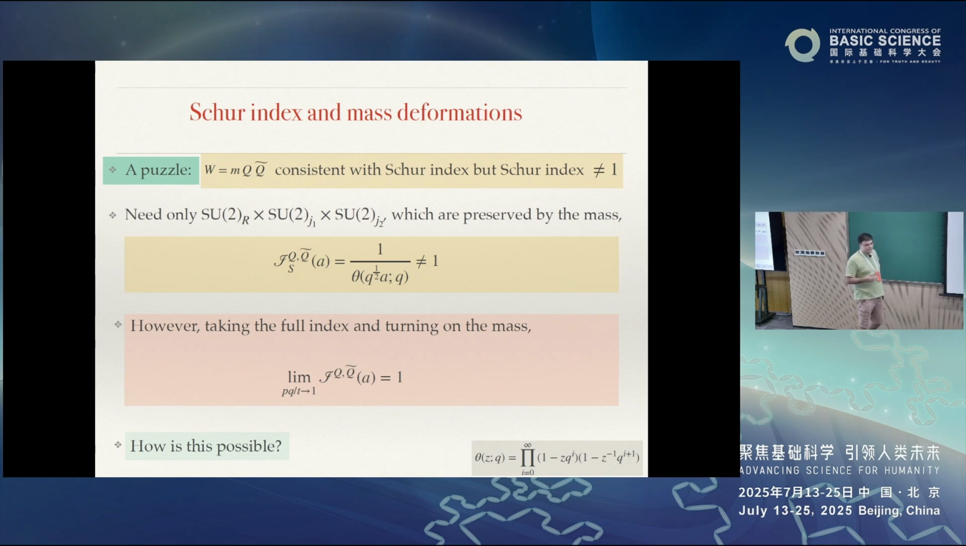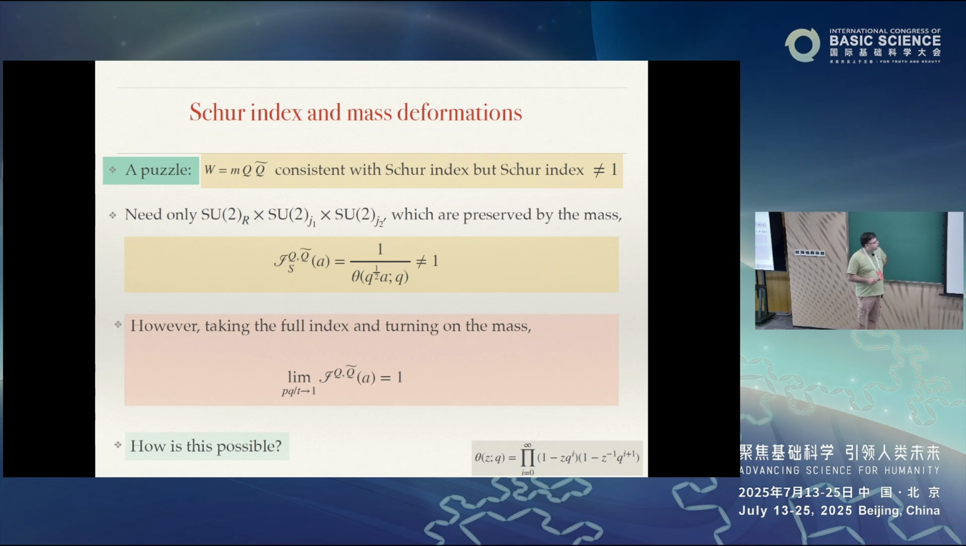As we said, to define the index you don't need U1R, you only need SU2R and SU2 J1, SU2 J2. So in particular, the Schur index seems to be consistent with the mass term. You can turn on m Q Q tilde, and the Schur index is consistent with this deformation. Again, this is a little bit naive because you need to define the Schur index precisely as a partition function, but I will soon make this statement more precise in terms of something you actually do to the index.